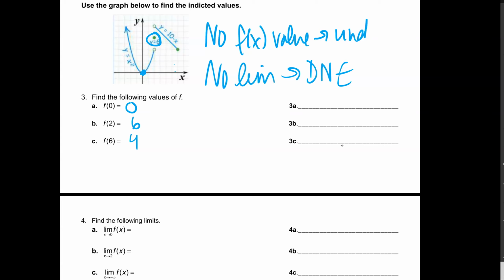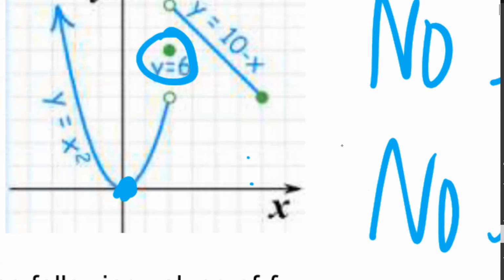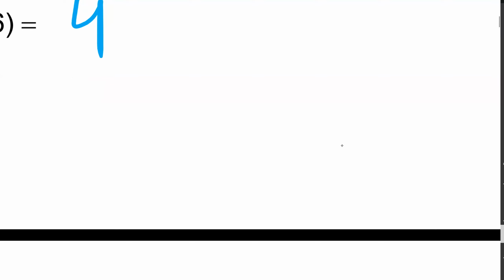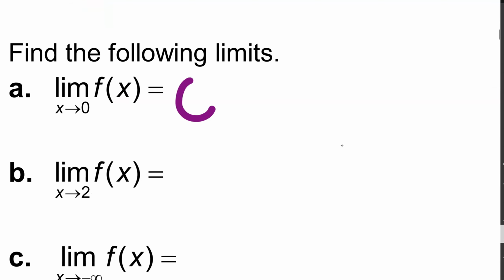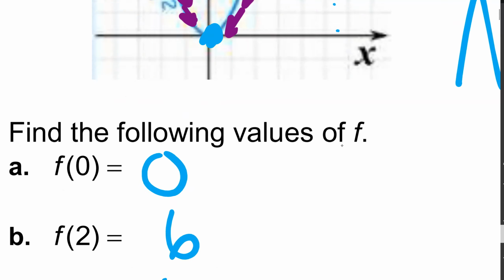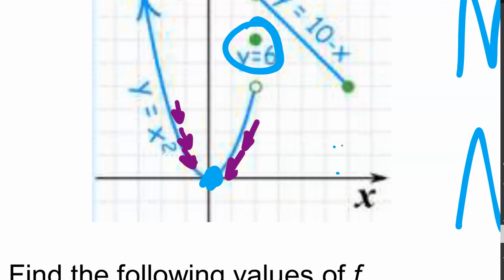So if I'm looking for the limit as x approaches 0, as I get closer and closer to an x value of 0, what is my y approaching? 0. And I'm approaching that same number from both sides. So I say 0. All right, now I'm approaching 2.